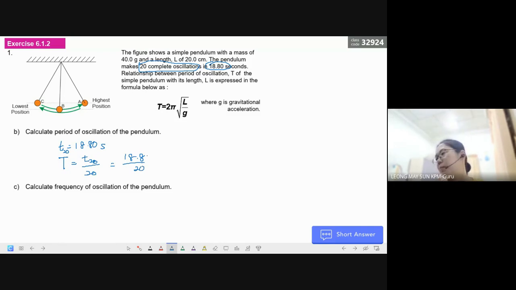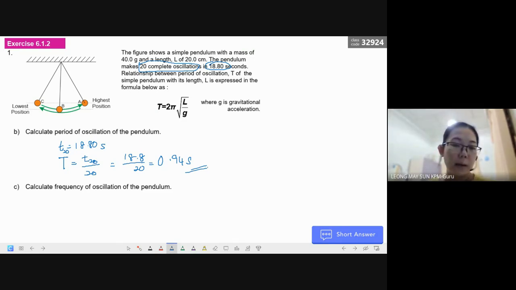Okay, I just noticed my calculator is not with me. Right, give me 1 quick minute. I'll cross-check my answer also, because I'm using my handphone. So that would be 0.94 seconds. All right, so if I calculate wrongly, please do let me know.